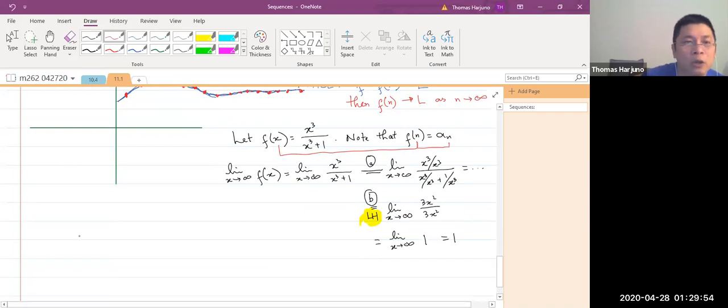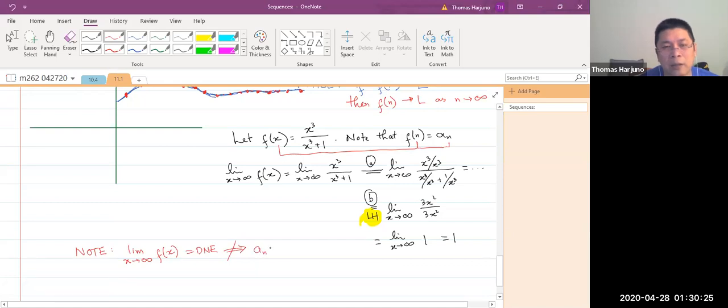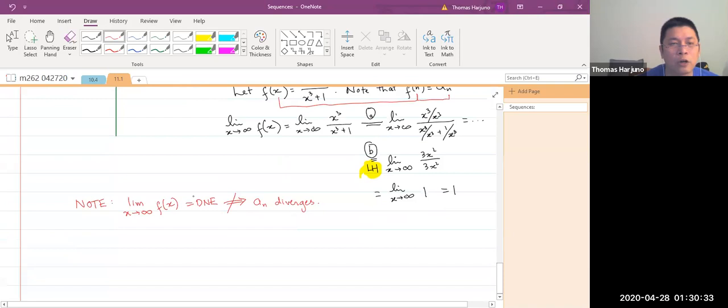Now, with another extra note, if the limit as x goes to infinity of f(x) diverges, that does not imply that a sub n diverges. No. The converse is actually not true.